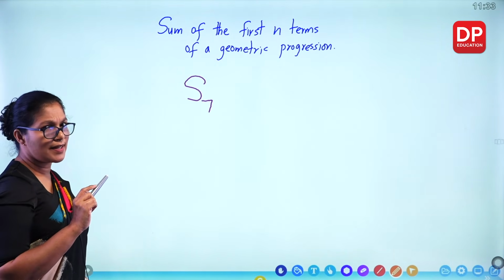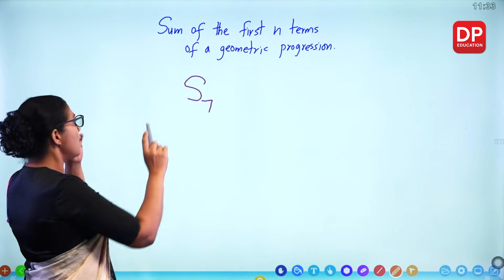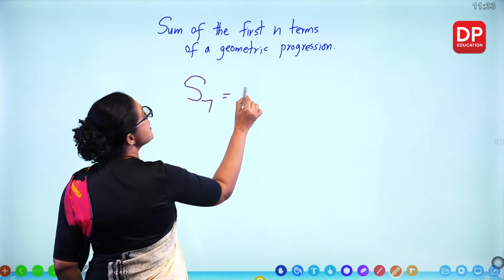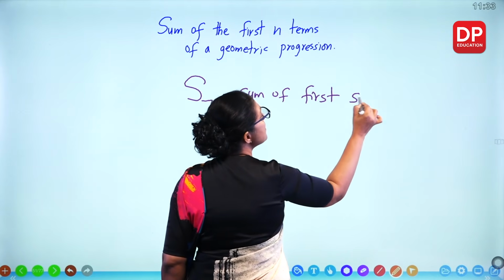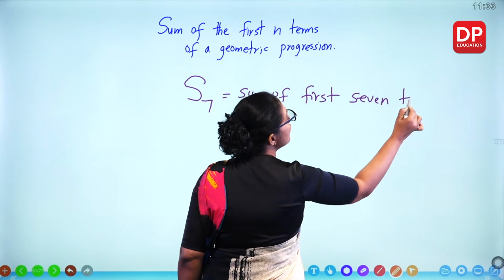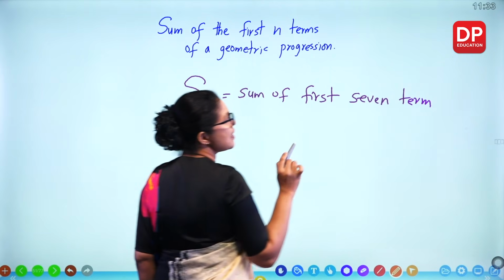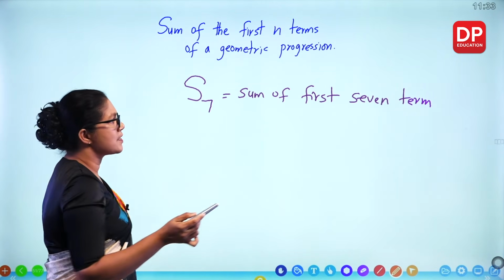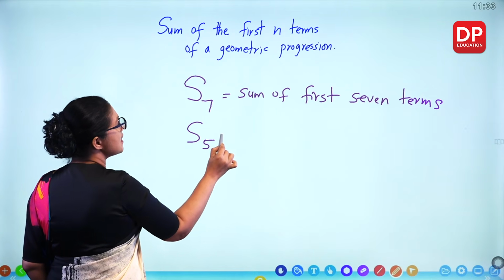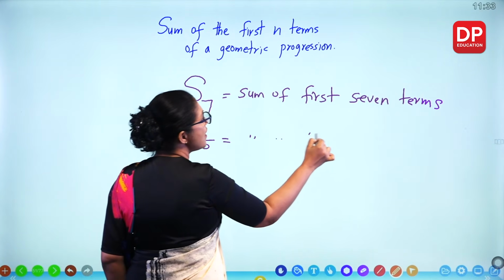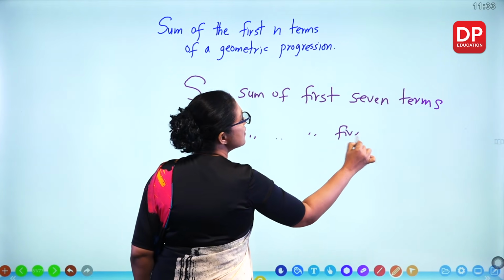Is it S7? You have to remember what S7 means. Sum of first 7 terms. Not just sum of 7 terms. First 7 terms. What does S5 mean? Sum of first 5 terms.